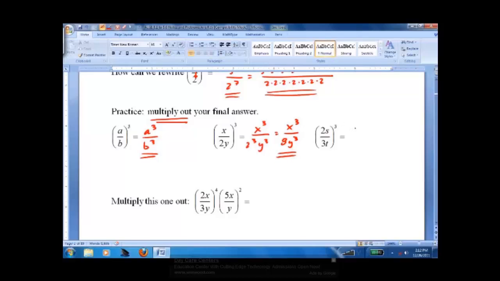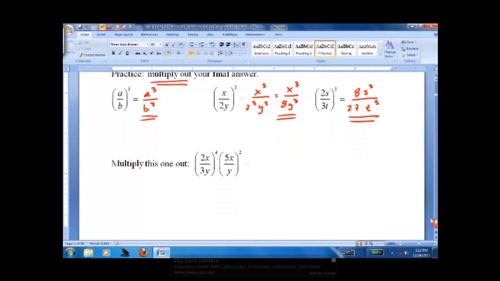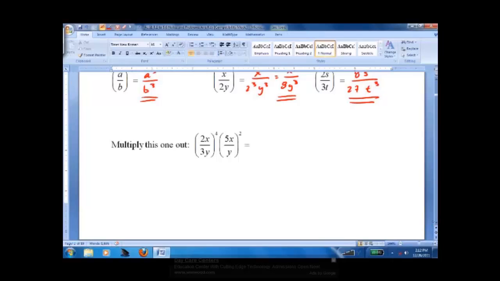Here, 2 to the third is 8. S to the third is just s to the third. 3 to the third is 3 times 3 is 9. Times 3 is 27. 27 t to the third. And now, what we'll do is, of course, we'll throw all these together and make them much more complicated. Don't be afraid to write out 10 million steps.